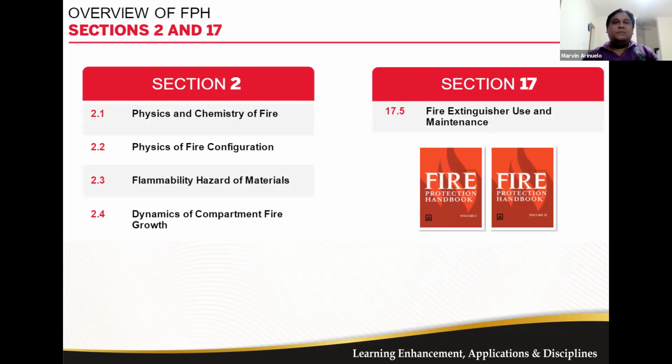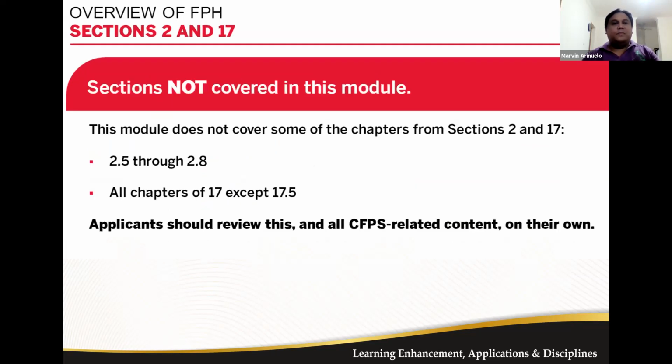And again, this is related to Section 2 and 17 of your NFPA official manual, Fire Protection Handbook. We will not cover those; we are not expecting them to come out in your exam.